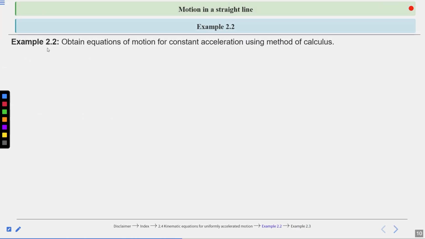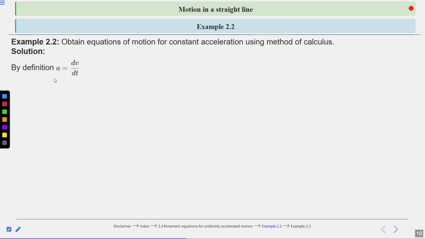Example 2.2. Obtain equations of motion for constant acceleration using the method of calculus. So here we can obtain the equations of motion by using the method of calculus. Solution.